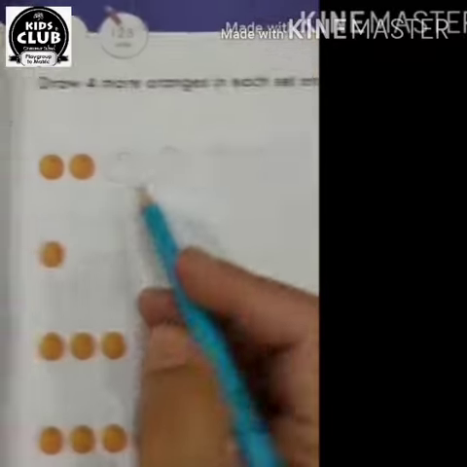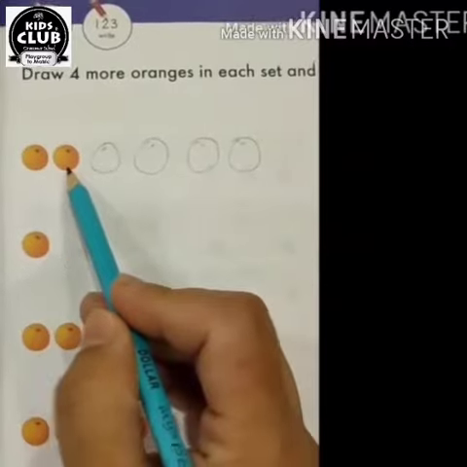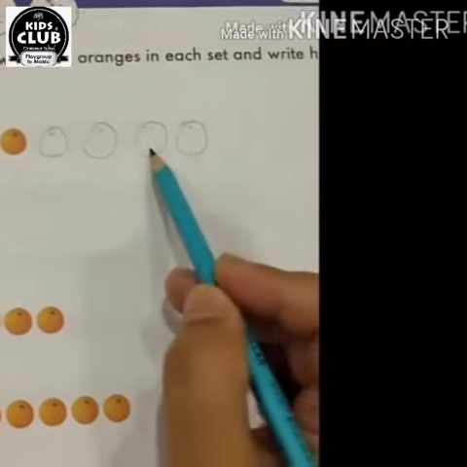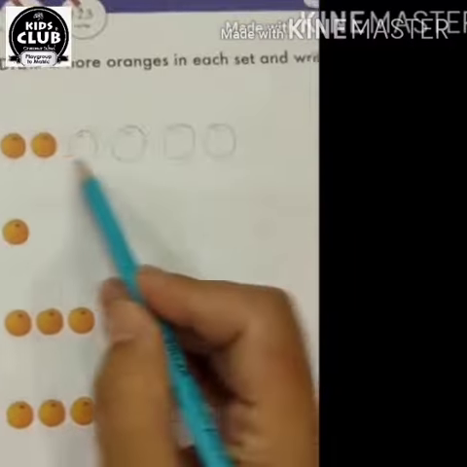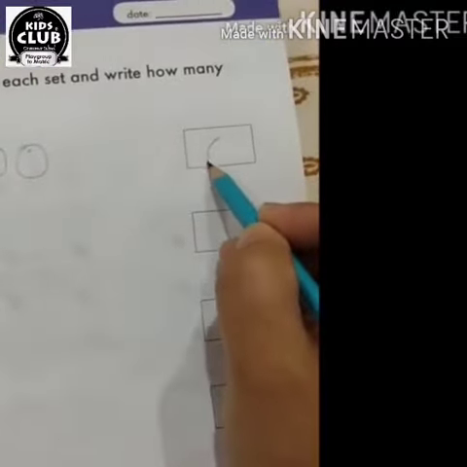Let's count all of them. Count with me. 1, 2, 3, 4, 5 and 6. They are 6 totally. And I have to write the number 6 here in the box.